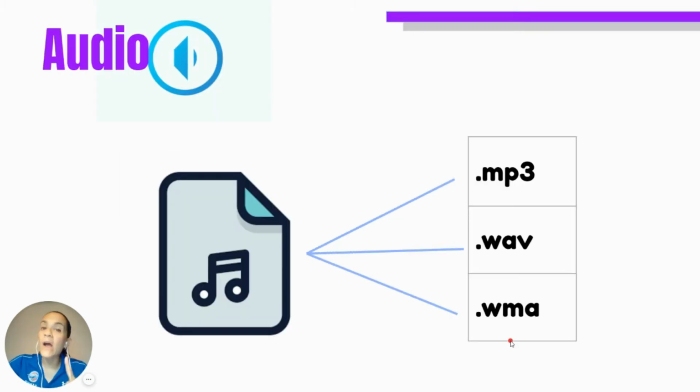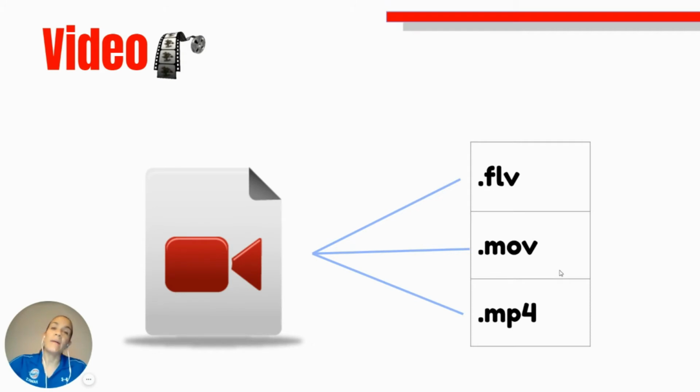Then we have the audio files. You will identify a file by the extension of .mp3 or .wav or .wma. Whenever you see a file with the name and then this extension, you will know right away that it's an audio file. No pictures, no video, only audio, okay? And then we have the video files. And their extension is .flv, .mov, or .mp4. So whenever you see these extensions, you will know that it's a video.